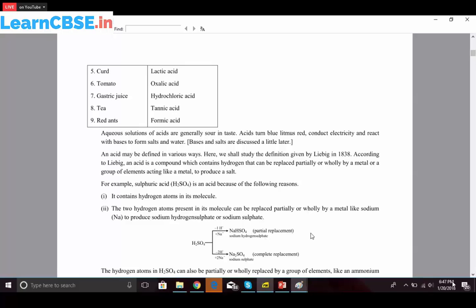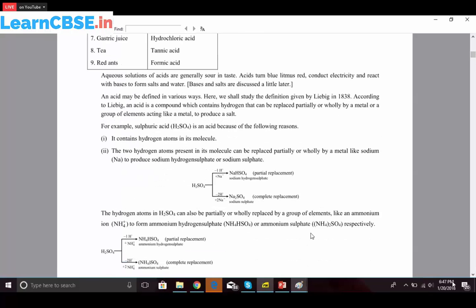This we call a partial replacement. Then if you add 2 Na plus, the two hydrogens are replaced by the two sodium ions. So Na2SO4, this is sodium sulfate. So this is a complete replacement.